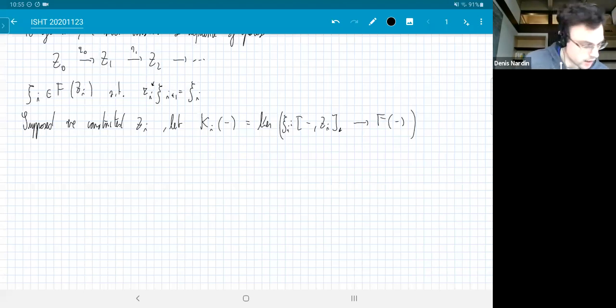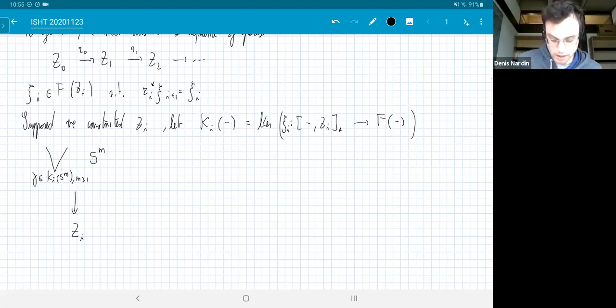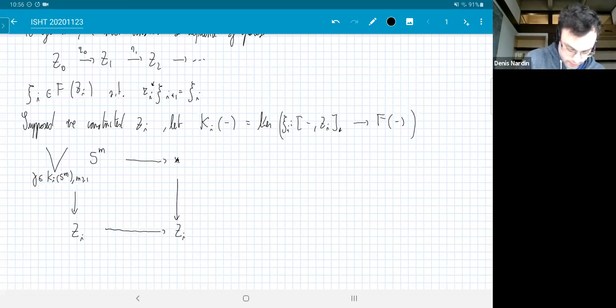Okay. How does this work? Well, we can force it to die. We have our Zi here. And here we can take all the classes in Ki of Sm, m greater or equal than one. We have this map, and these maps are the maps induced by Yoneda along the gammas. And well, let's cone them off because we can, so why not? And let's call this Z i plus one.